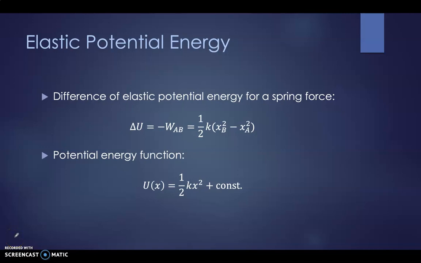Okay, we're going to now talk about the next type of potential energy, which is elastic potential energy. The difference of elastic potential energy for a spring force is equal to minus the work from A to B, equal to 1/2 times the spring constant, k, times x sub b squared minus x sub a squared, where x is equal to the displacement.